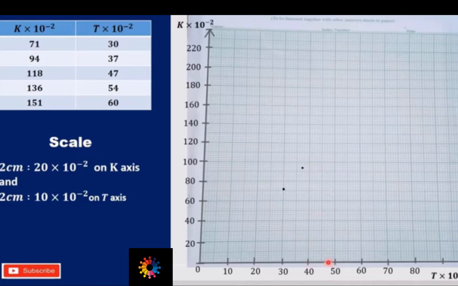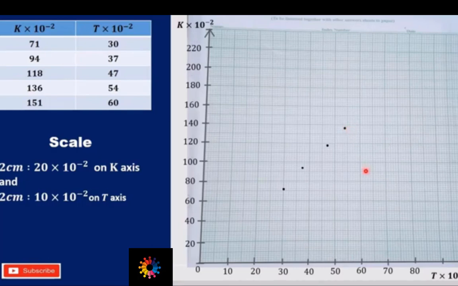Then for 47 on the t axis, we trace it to 118 on the k axis. So 118 will fall in between 100 and 120. So the next value will be 54 and 136. So 54 will fall between 50 and 60. Then 136 will fall between 140 and 160.